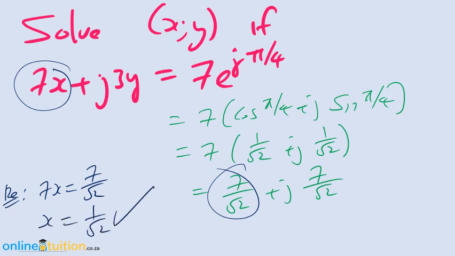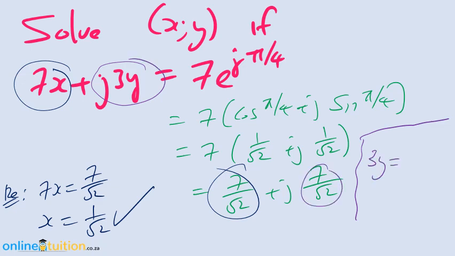Beautiful. What is y equal to? Oh my goodness, is this question so simple? So it's 3y, the coefficient of j. The coefficient of j is 7 over root 2. And so finally we tell you that y is 7 over 3 root 2. And there's your 1 mark. Simple. Beautiful again.